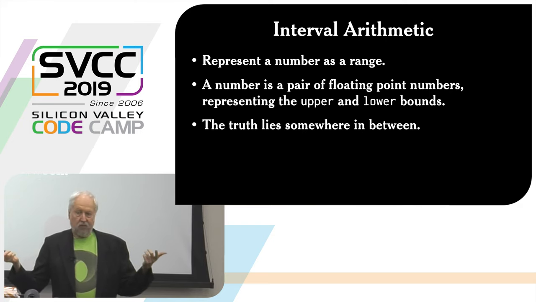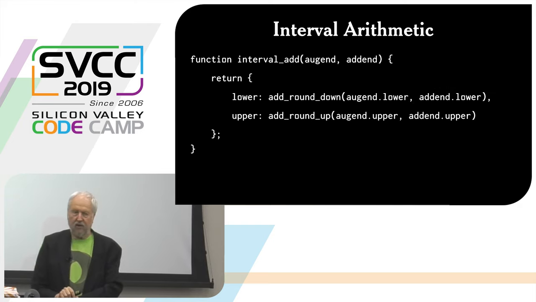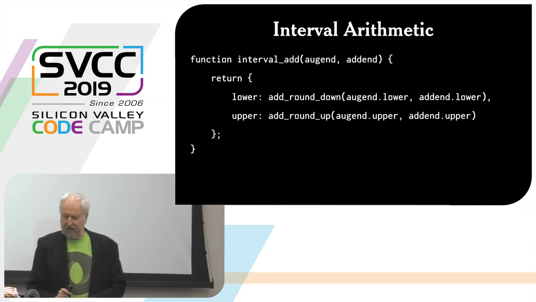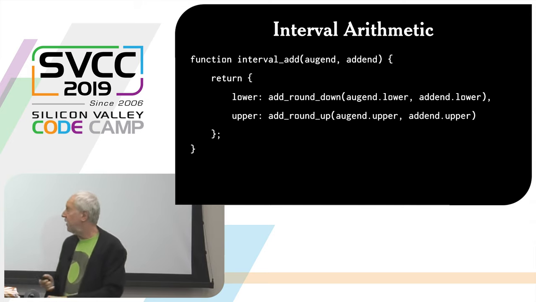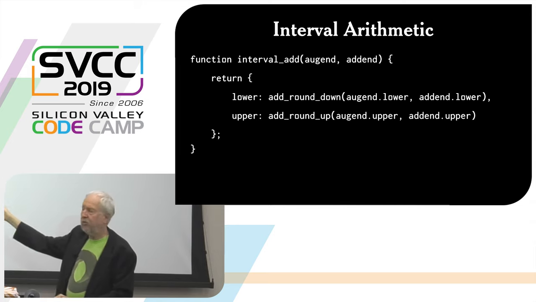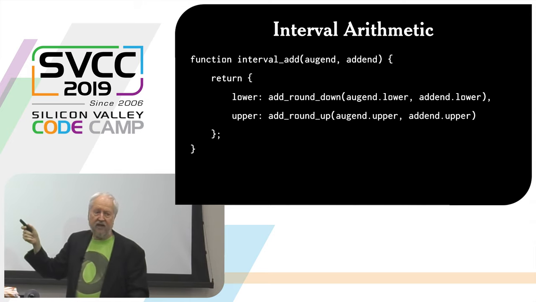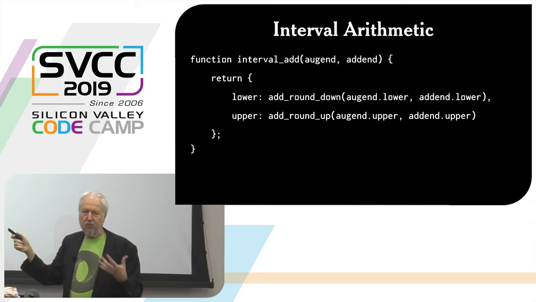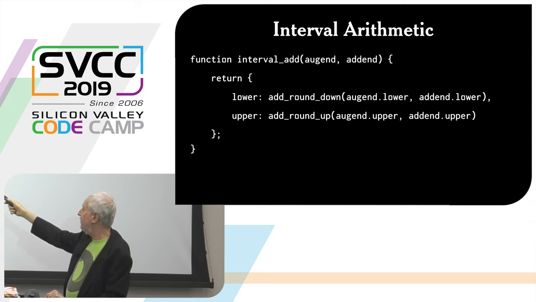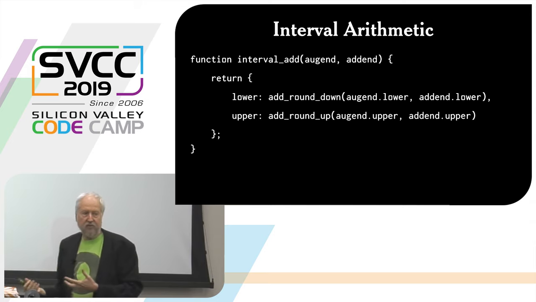And that works. So this is an example of an add routine that you might write. We're going to have an object that contains an upper value and a lower value. We know the truth is somewhere in the middle. And we'll make a new object in which we tell the floating point unit, give us a rounded down result. Usually they'll try to round to closest, but you can ask it to round it down. And we'll also ask for rounding up the larger components.